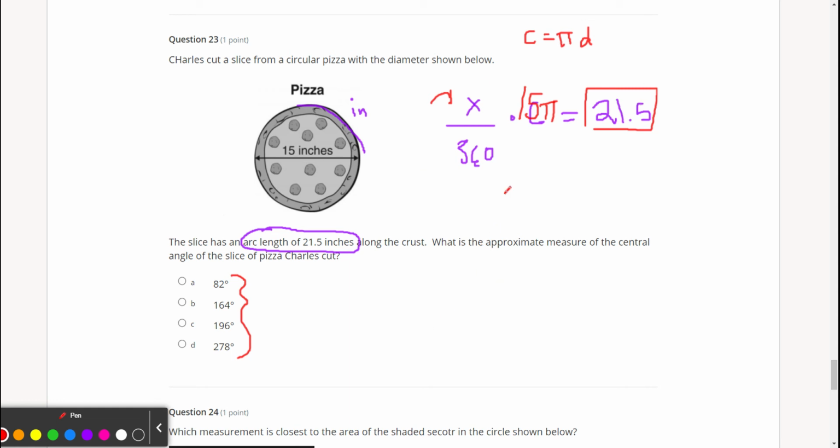Sometimes it's easier to write the equation and then substitute your answers in to test to see which one is correct versus solve. You can absolutely do 21.5 divided by 15 pi times 360 in order to get the x.